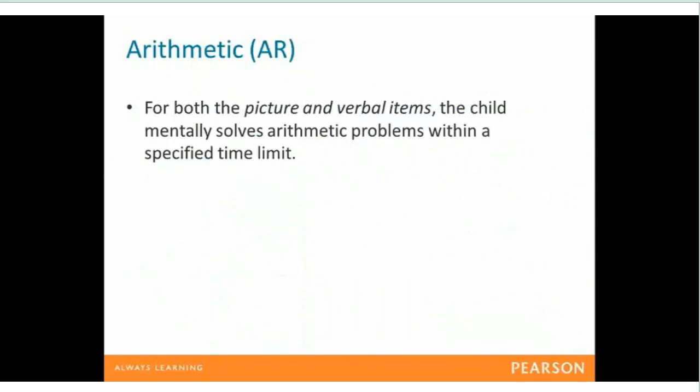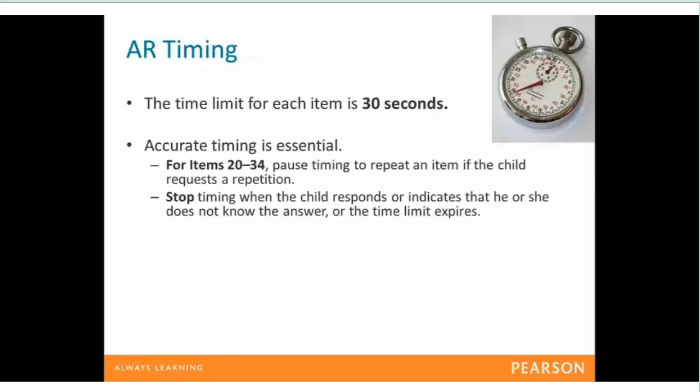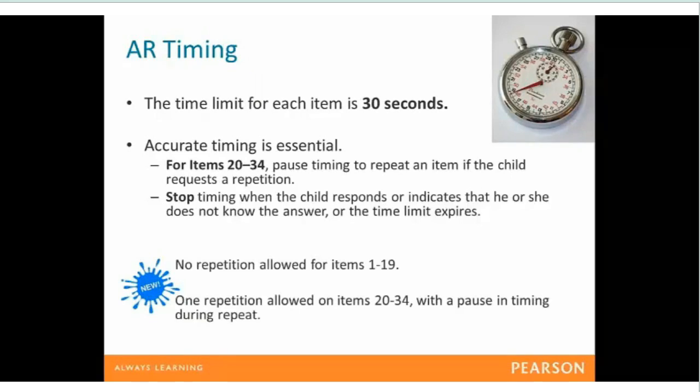Arithmetic has both picture and verbal items. The child's mentally solving an arithmetic problem within a specified time limit, which is 30 seconds. Now for the early items, up to item 19, no repetition allowed. However, for items 20 to 34, if the child needs a repetition, you can do that from start to finish, pausing the timing during the repetition and then starting the stopwatch again. And this is different than the WISC-IV.